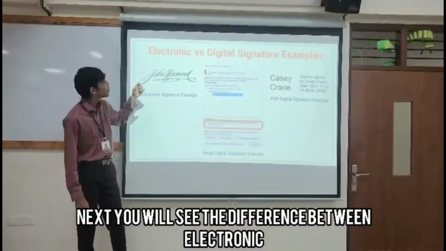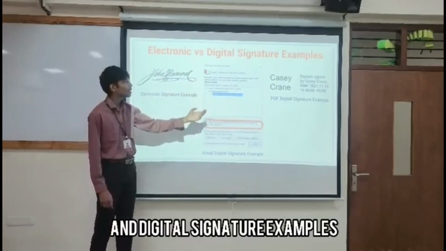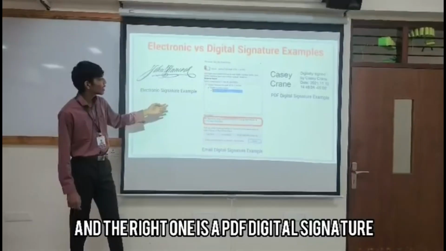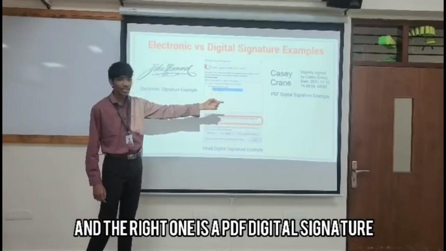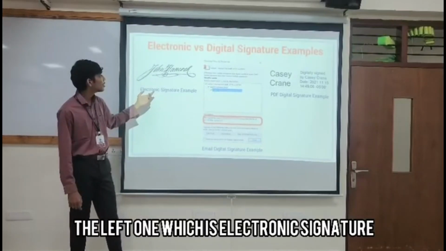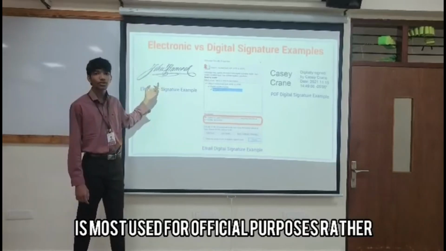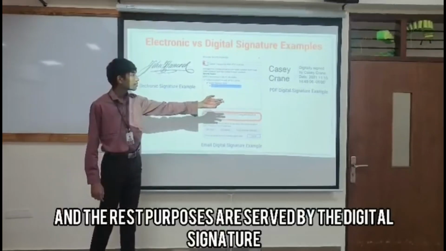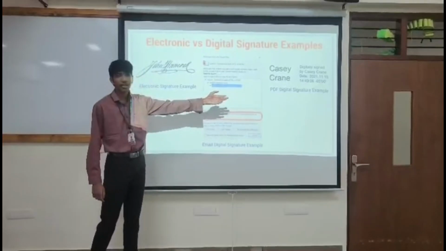Next we will see the difference between electronic and digital signature examples. The left one here is an electronic signature and the right one is a PDF digital signature. The electronic signature is mostly used for official purposes rather than general purposes, and the rest of the purposes are served by the digital signature.